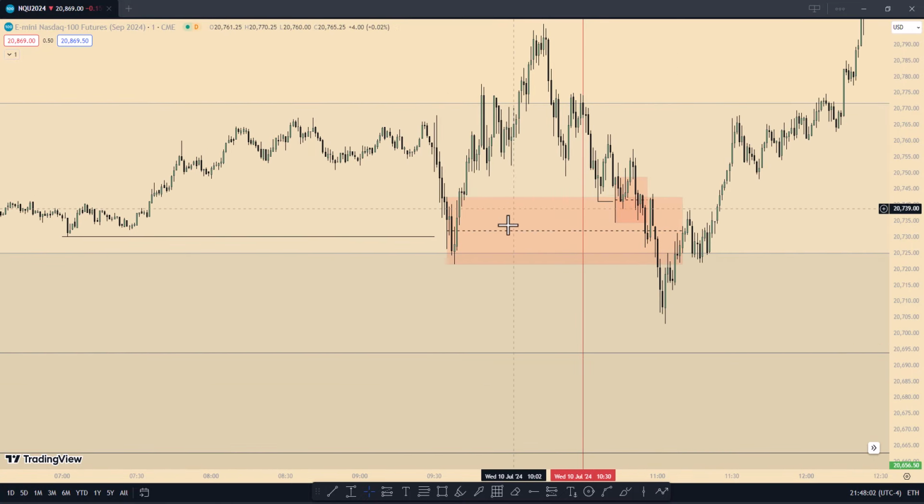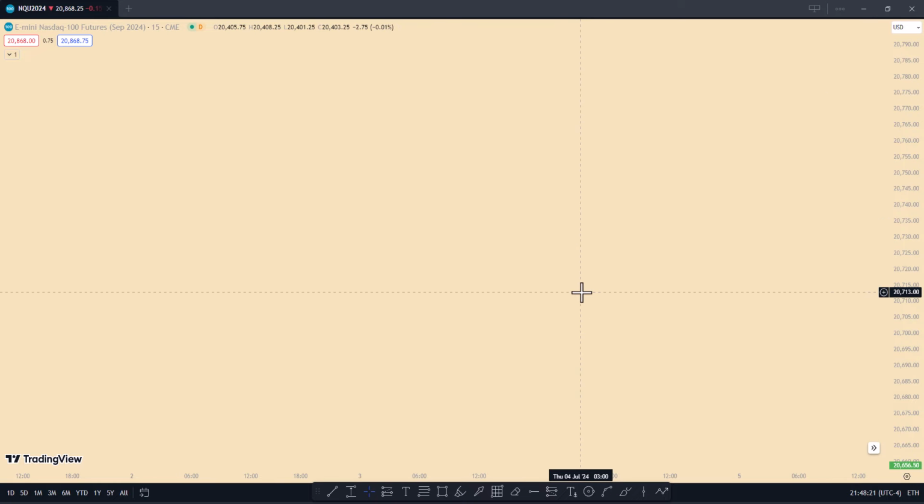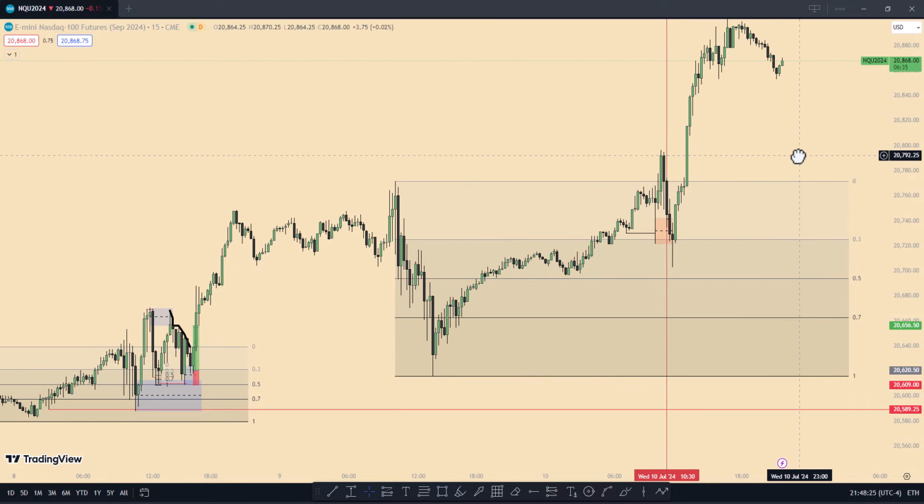So this was our model, right? The sweep inside the zone, the CSS confirmation. Price headed to the upside, returned back, and then we have another sweep and CSS. So this should be an A+ setup, right? But if we go to the 15 minute, our same model was printing on the 15-minute time frame.